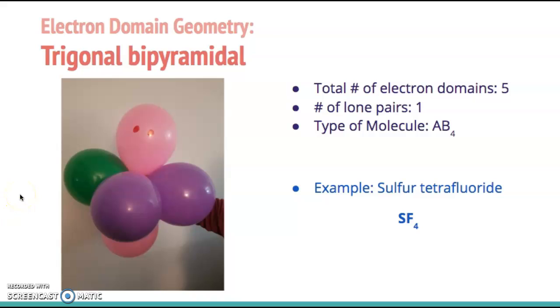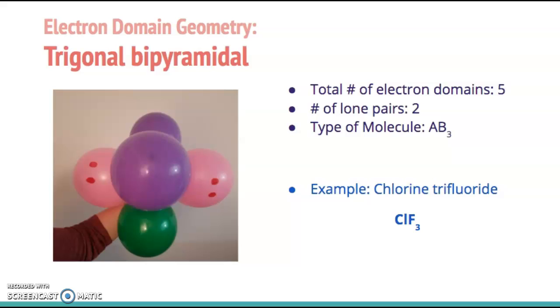Our next shape is trigonal bipyramidal. We have a total of 5 electron domains, so 1, 2, 3, 4, 5. We have 1 lone pair of electrons, represented by the 2 dots here on this balloon. It's an AB4 molecule, so there's 4 bonded locations, 1, 2, 3, and 4. An example of this would be sulfur tetrafluoride. So similar idea as the previous ones, sulfur would be in the middle where all the balloon knots connect, 4 fluorine atoms connected, and then 1 single lone pair of electrons.